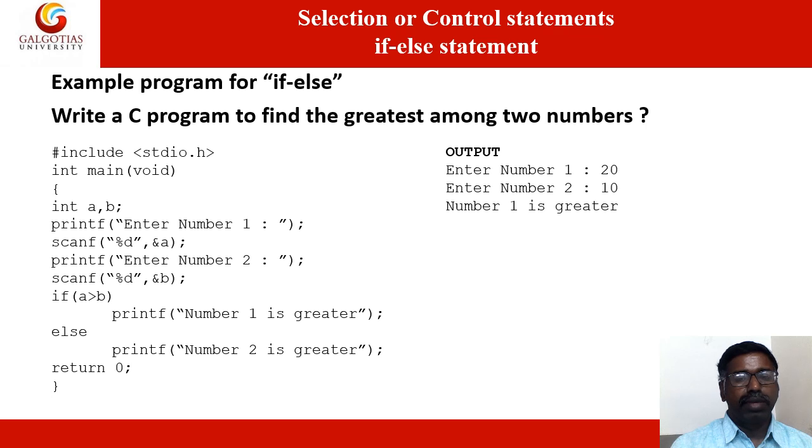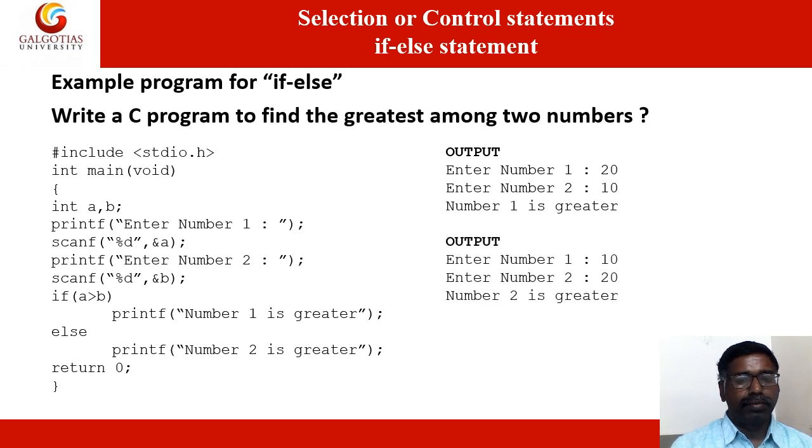The output is displayed like this. The two possible outputs are given. Enter number 1 as 20 and number 2 as 10. So here number 1 is greater. And in the next run, in the next output, we enter number 1 as 10 and number 2 as 20. So number 2 is greater. So two possible branches are traveled here, the true part and then the else part.